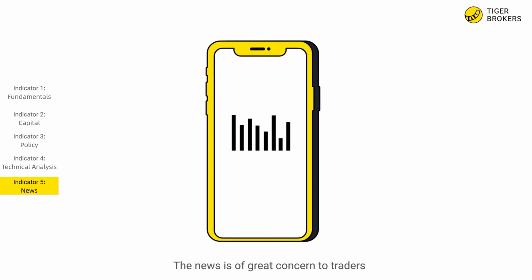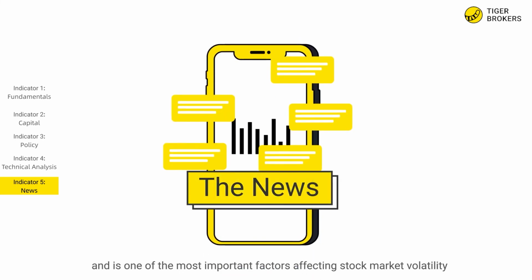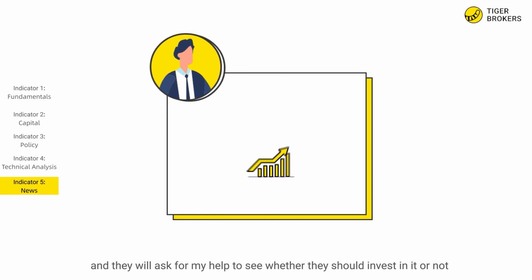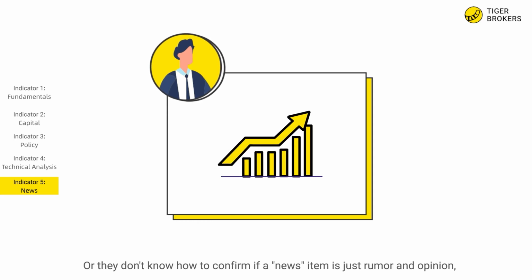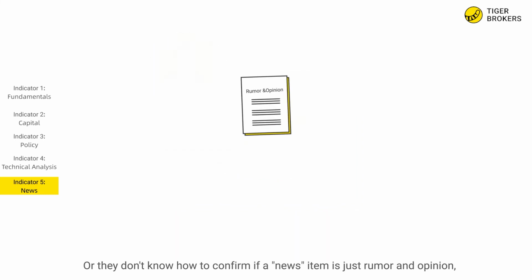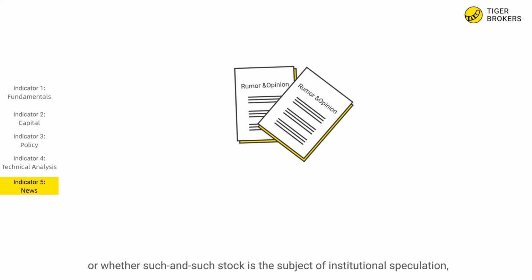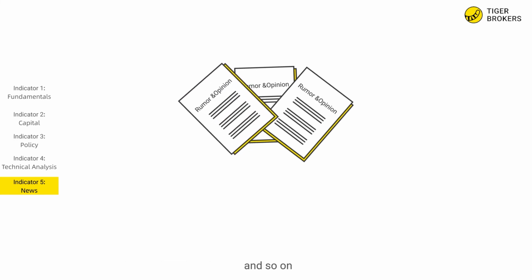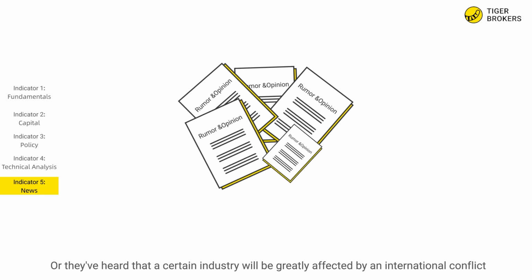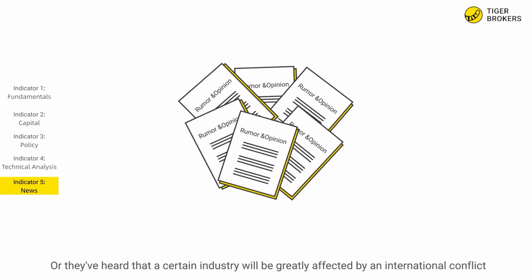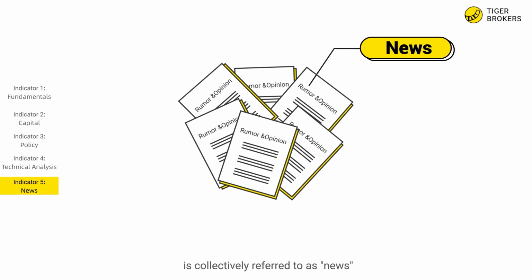The news is of great concern to traders and is one of the most important factors affecting stock market volatility. Friends will often tell me that someone recommended a stock for them, and they will ask for my help to see whether they should invest in it or not. Or they don't know how to confirm if a news item is just rumor and opinion, or whether such and such stock is the subject of institutional speculation and so on. Or they've heard that a certain industry will be greatly affected by an international conflict. Information that influences the way investors make decisions about how to trade is collectively referred to as news.